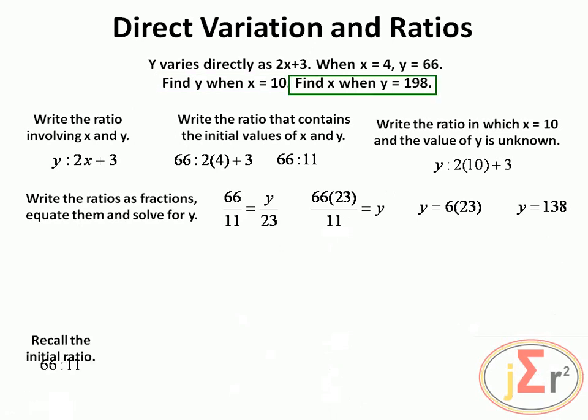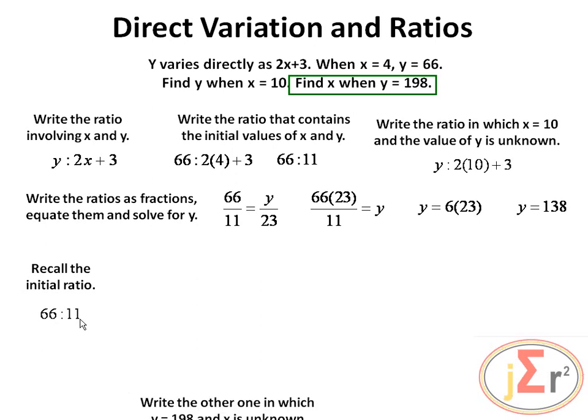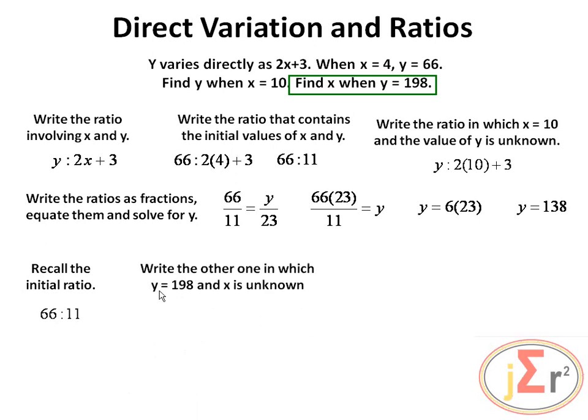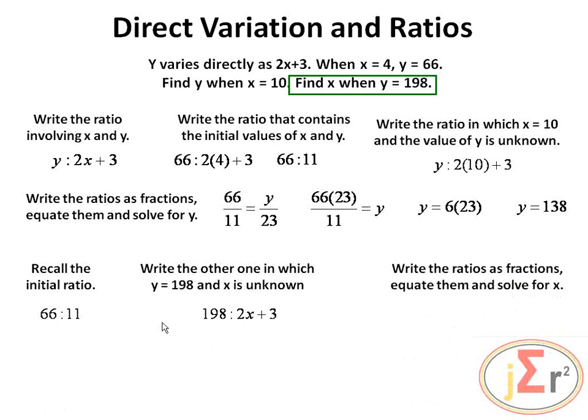And we are going to do the other part. Find x when y is equal to 198. Our initial ratio is 66 to 11. The y is on the left-hand side, and the expression with the x is on the right. And we're going to do the same thing when y is equal to 198. So we're going to have 198, and we are going to have the expression 2x plus 3, in which, of course, x is the unknown. And we're going to write the ratios as fractions and equate them. And then we are going to continue to transpose in order to determine the value of x.